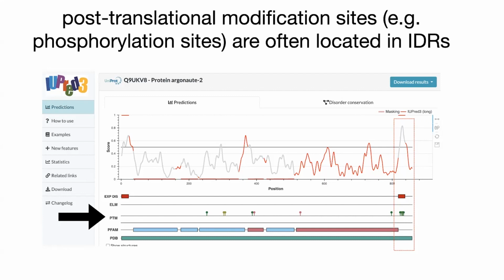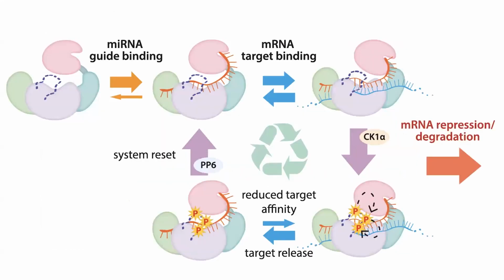But anyway, in this protein Argonaute, what we're looking at here is a predicted disordered region with a bunch of these phosphorylation sites. So when we're looking at this PTM, that stands for post-translational modification sites. And here there's this cluster of phosphorylation sites, and this is actually what I studied in grad school. I was studying how this region gets phosphorylated by a protein called casein kinase 1 alpha, CK1 alpha.